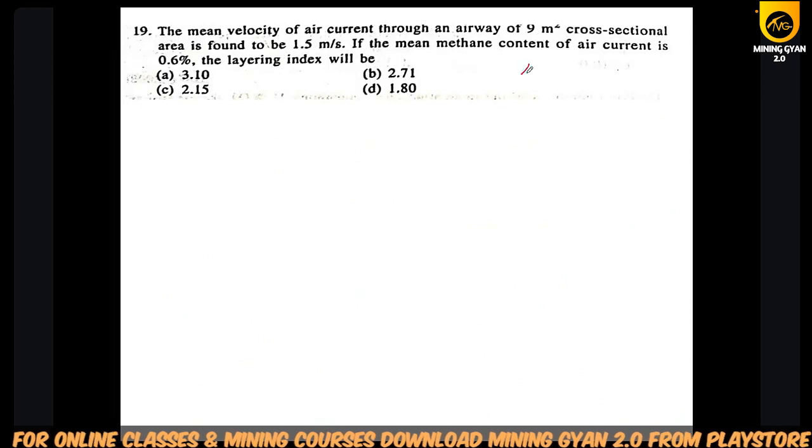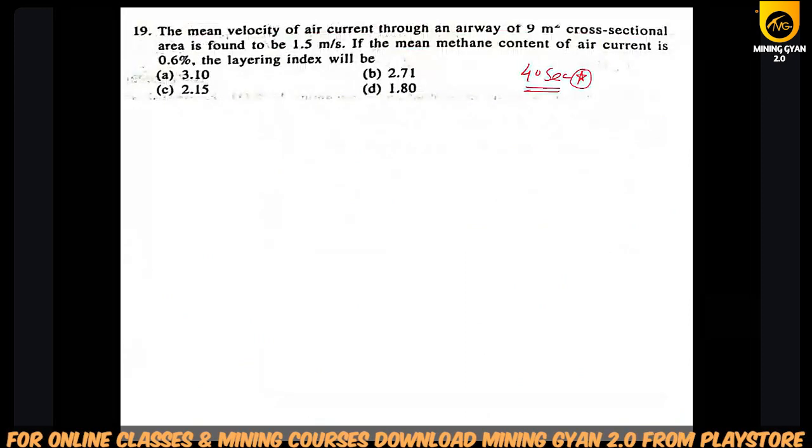You have 40 seconds. The mean velocity of the air current through an airway of 9 meter square cross section area is found to be 1.5 meter per second. If the mean methane content of the air current is 0.6%, the layer index will be.